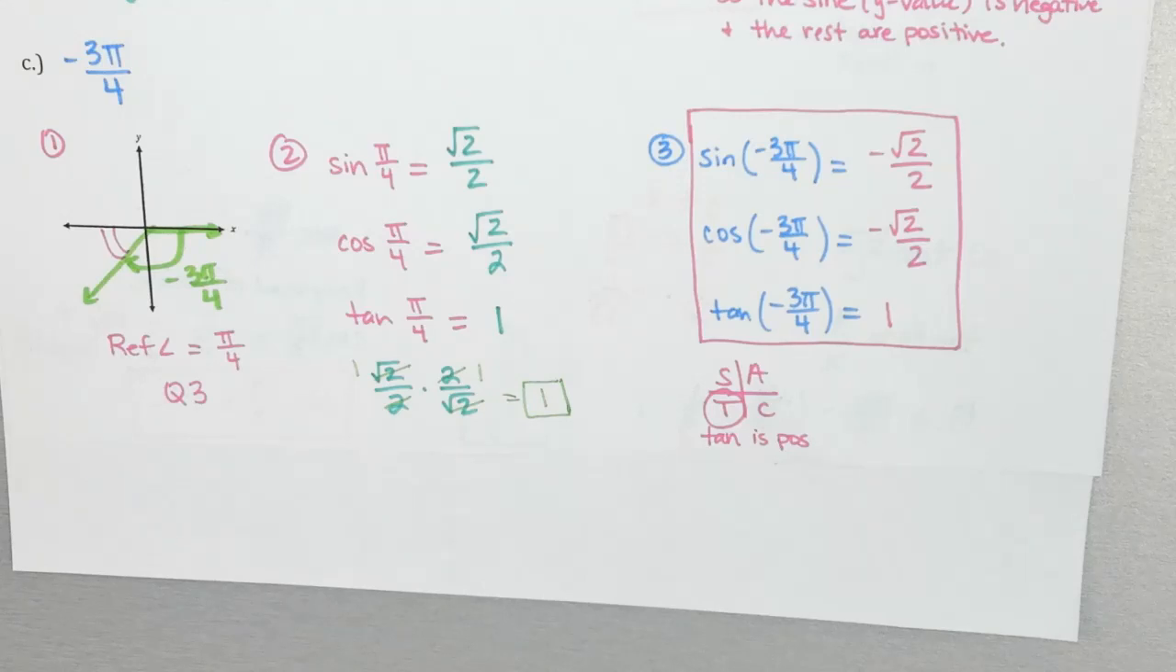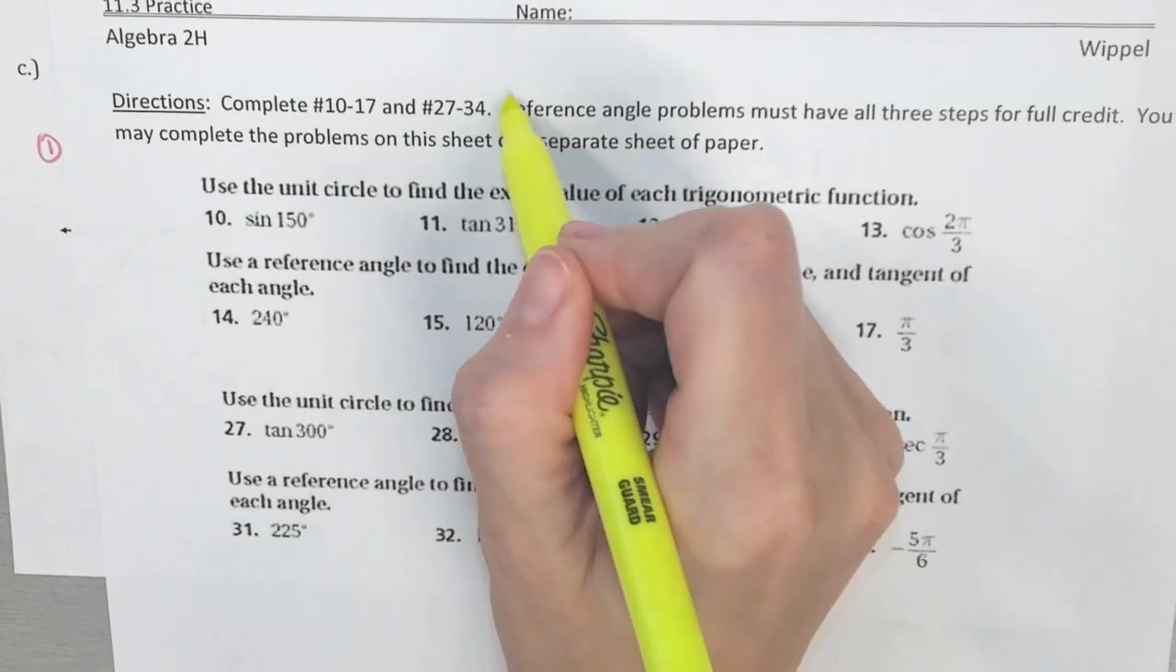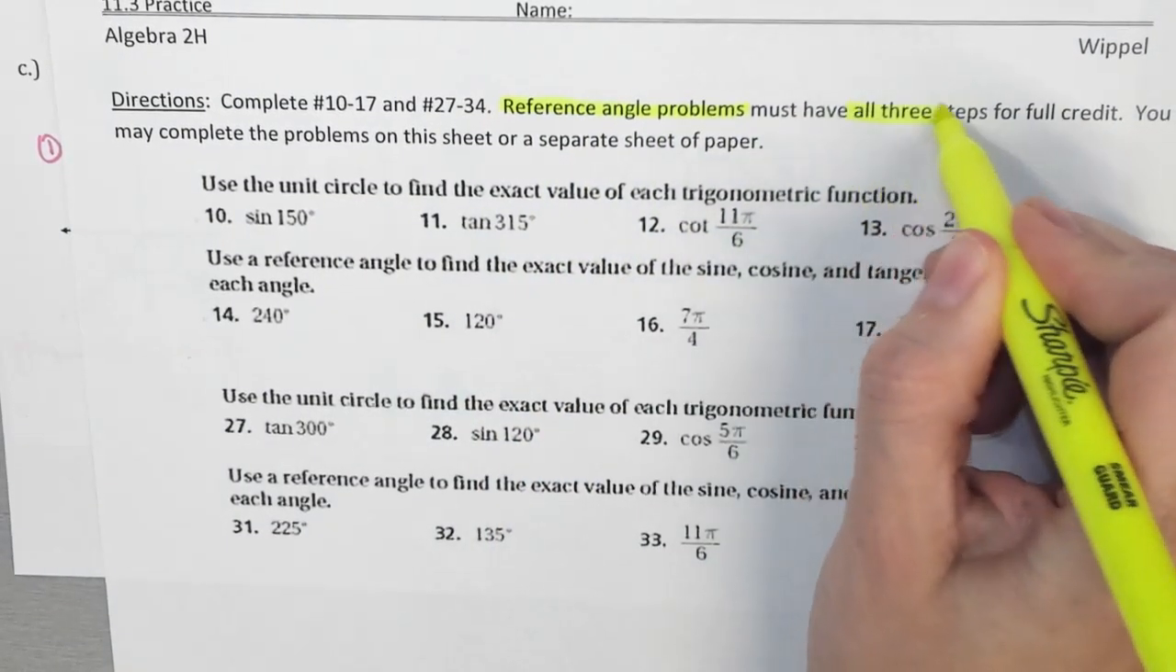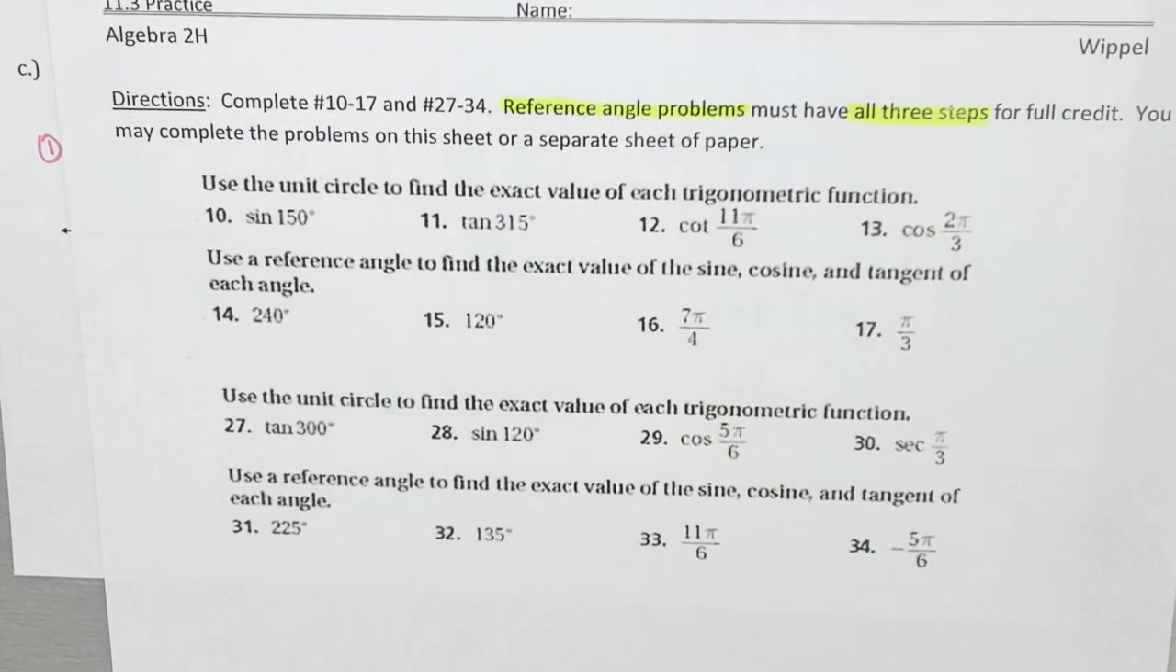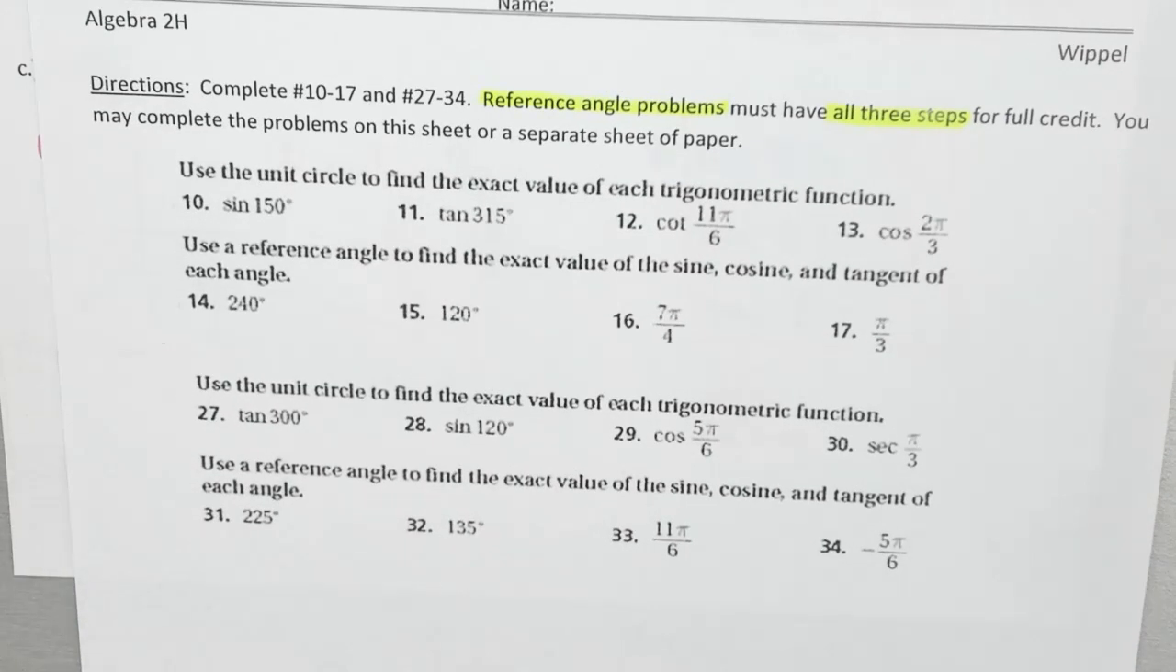Okay, in just a moment, you will get your homework that I put on a worksheet. So on your worksheet, you're doing 10 through 17 and 27 through 34. There is another reminder here that any reference angle problems, okay, they need to have all 3 steps. Okay, you've been told that at least 5 times today. If you want to do it on this sheet, you can. If you want a separate sheet of paper, you can do that as well.